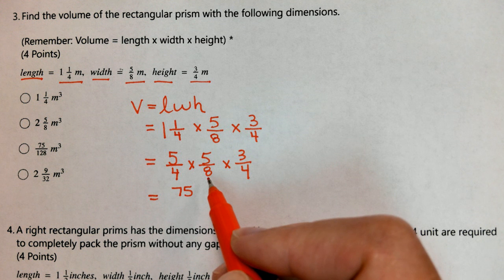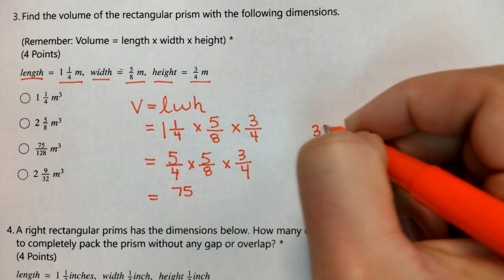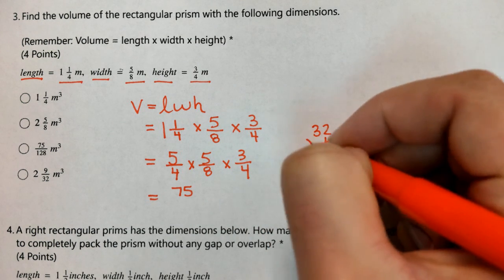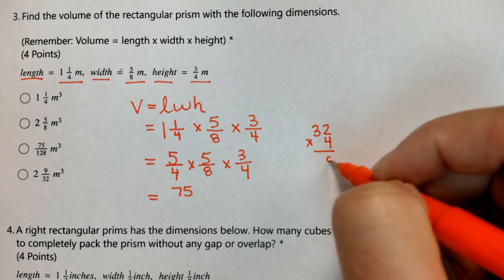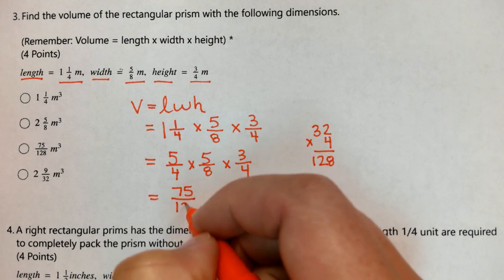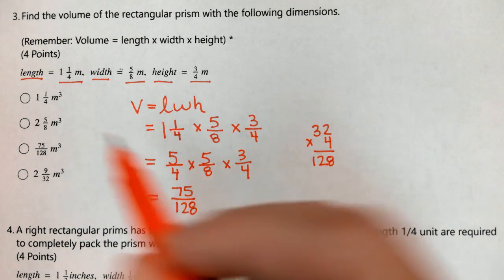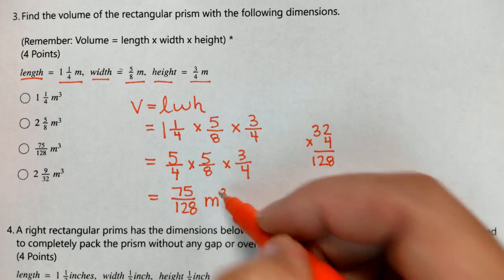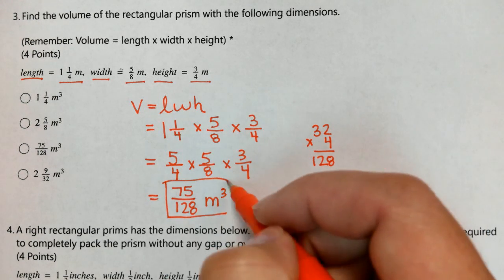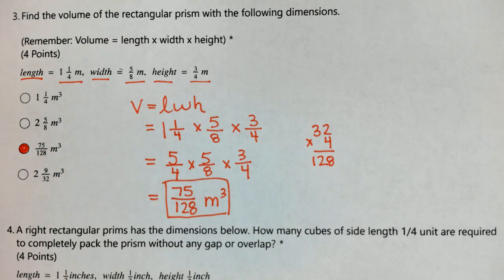And then 32 times 4, I'm going to do that off to the side, so 32 times 4, 2 times 4 is 8, 4 times 3 is 12, so I get 128 in the bottom there. And now this can't be simplified, so this is my final answer, so I just need my label, which is meters cubed. So 75 over 128 meters cubed is my answer.